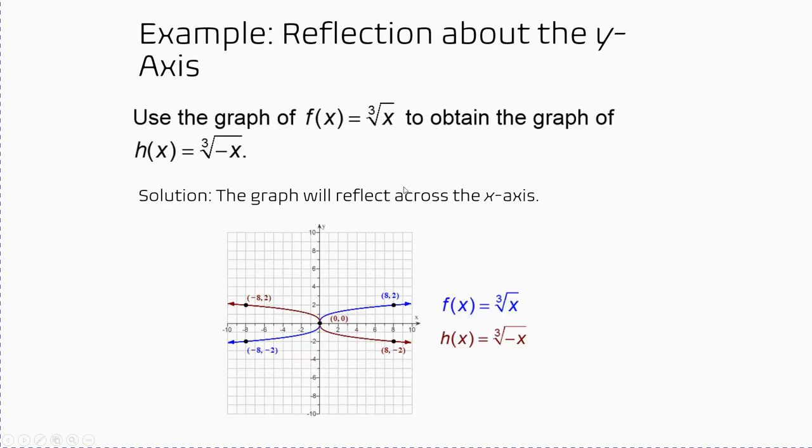Let's try this one now. Use the graph of f of x is equal to the third root of x to obtain the graph of h of x is equal to the third root of negative x. So notice here what this is. H of x is the same thing as f of negative x. So it's the third root of negative x.